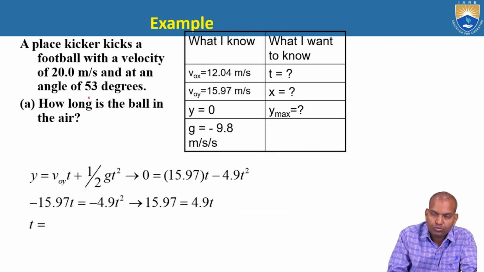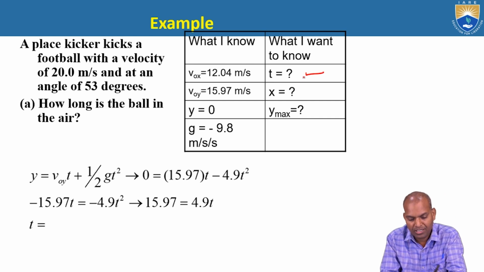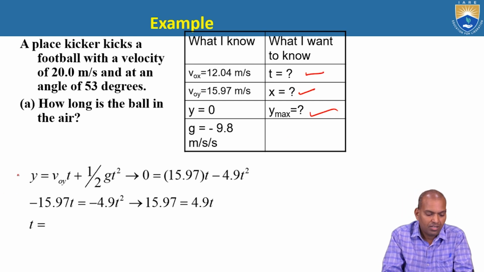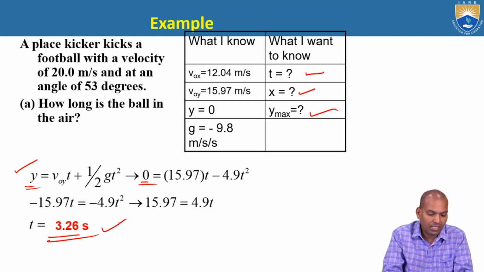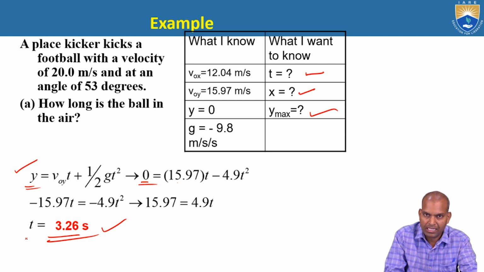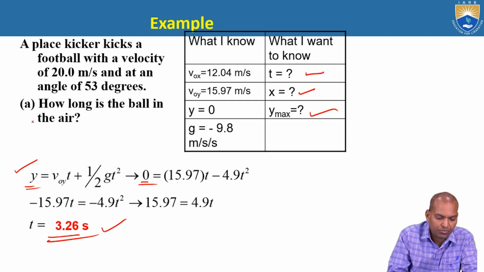Now what I know and what I want to know, as I mentioned here, are t, x and y max. What is y? y equal to V0y times t minus half g t square. What is the y component at the end of the flight? That is 0. So 0 equals 15.97 times t minus 4.9 t square. From that, t will be calculated. The calculated time t is 3.26 seconds. That is the first objective: how long is the ball in the air?